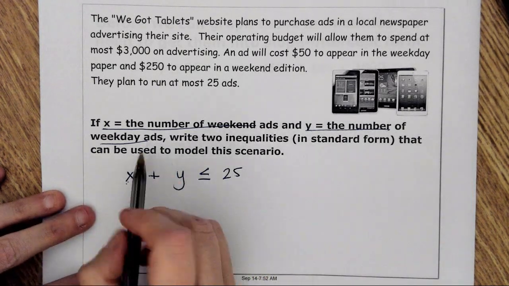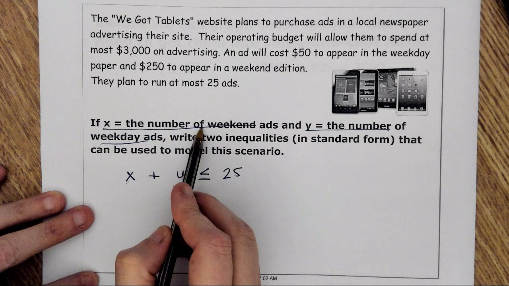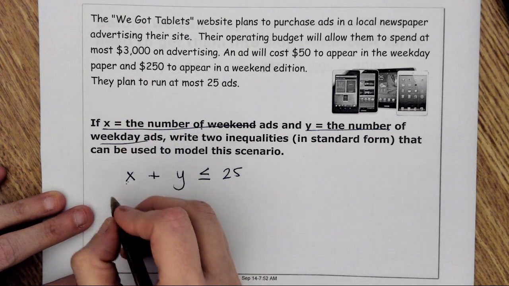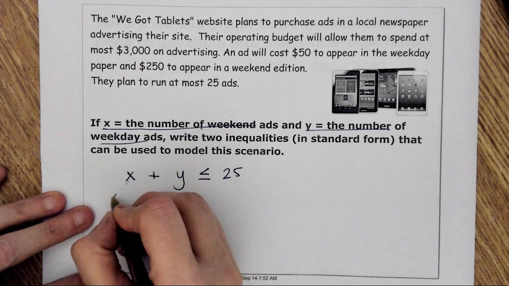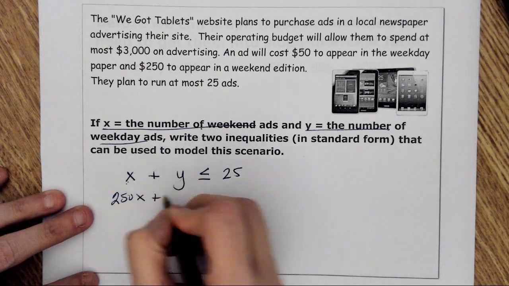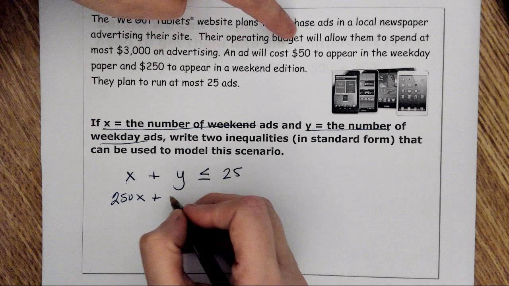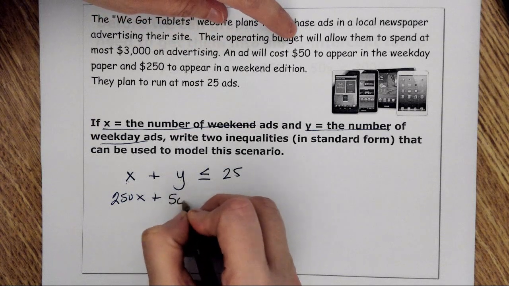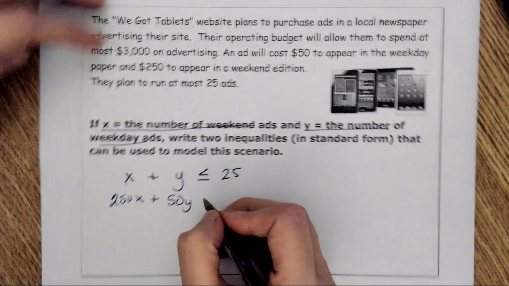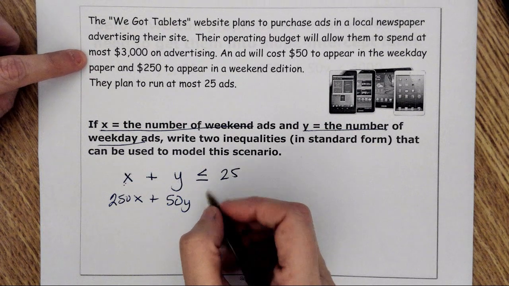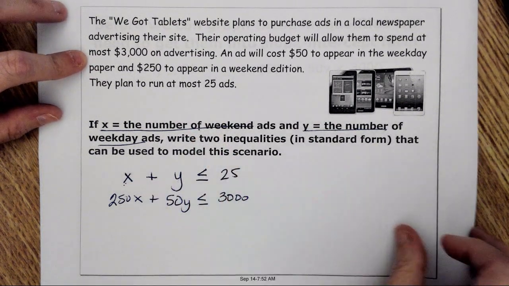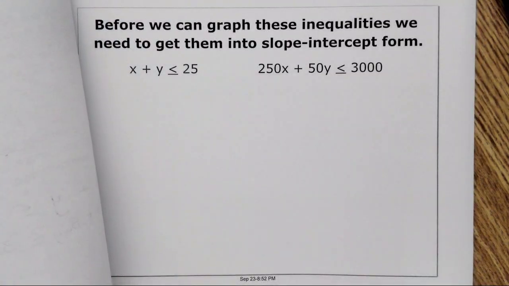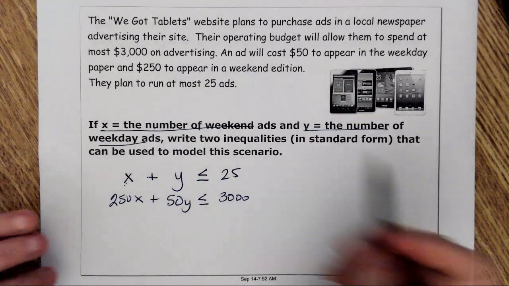Okay. So my weekend ads cost $250, so 250x, plus my weekday ads are 50y. And that has got to cost, once again, at most $3,000. Let's see if I got that right. Woo-hoo, go me. Okay, so this is a system.